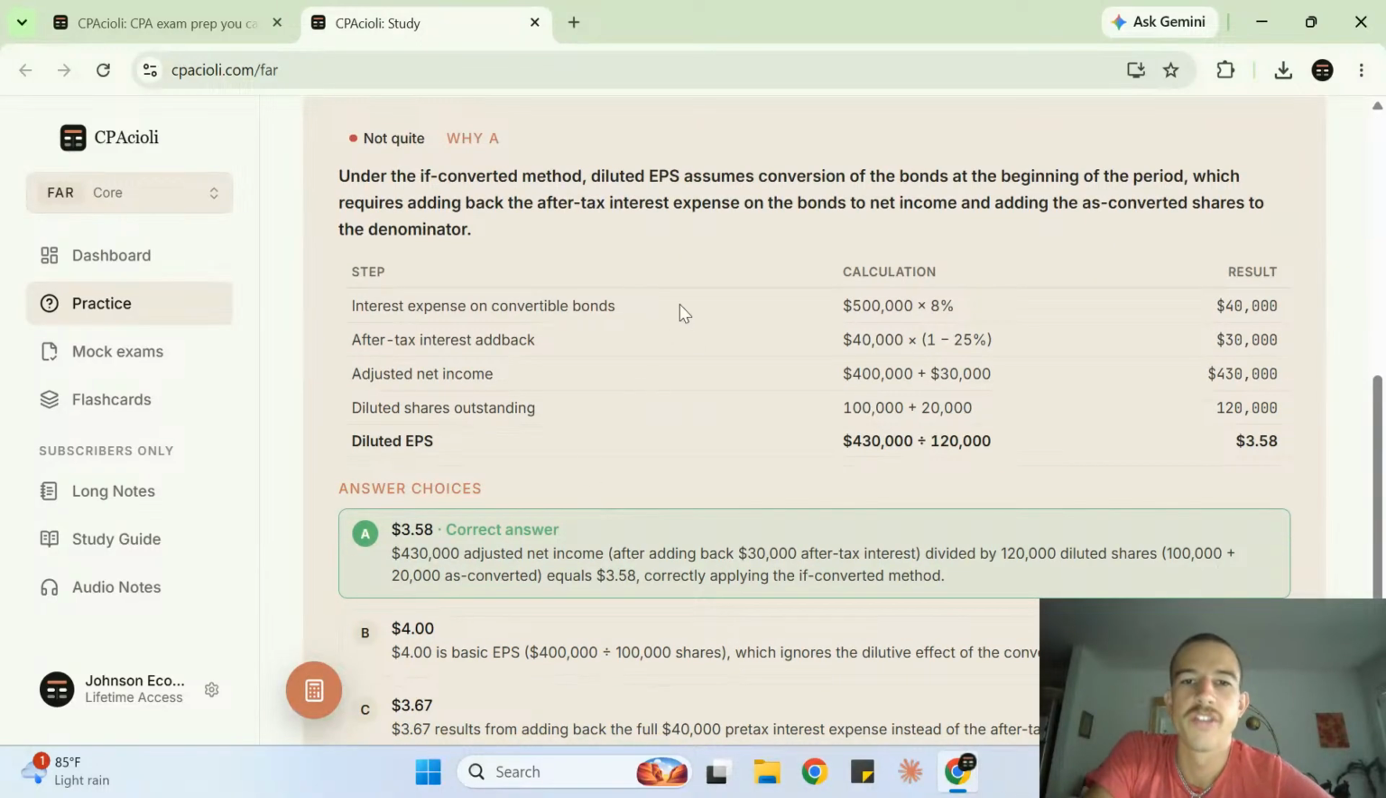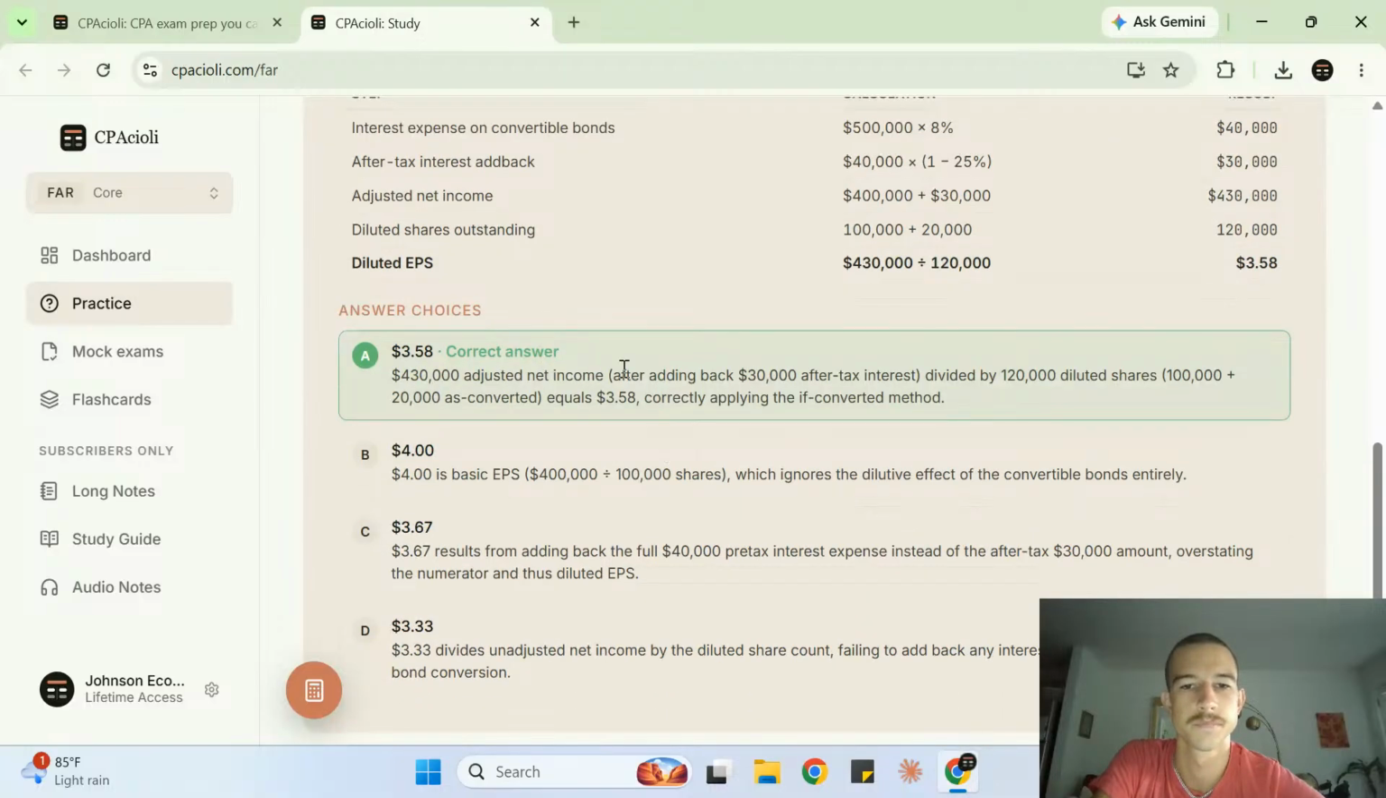Under the if-converted method, diluted EPS assumes conversion of the bonds at the beginning of the period, which requires adding back the after-tax interest expense on the bonds to net income and adding the as-converted shares to the denominator. Yeah, so I would have missed it anyway because I forgot the tax rate. But 430 divided by the 120 equals 3.58, correctly applying the if-converted method.